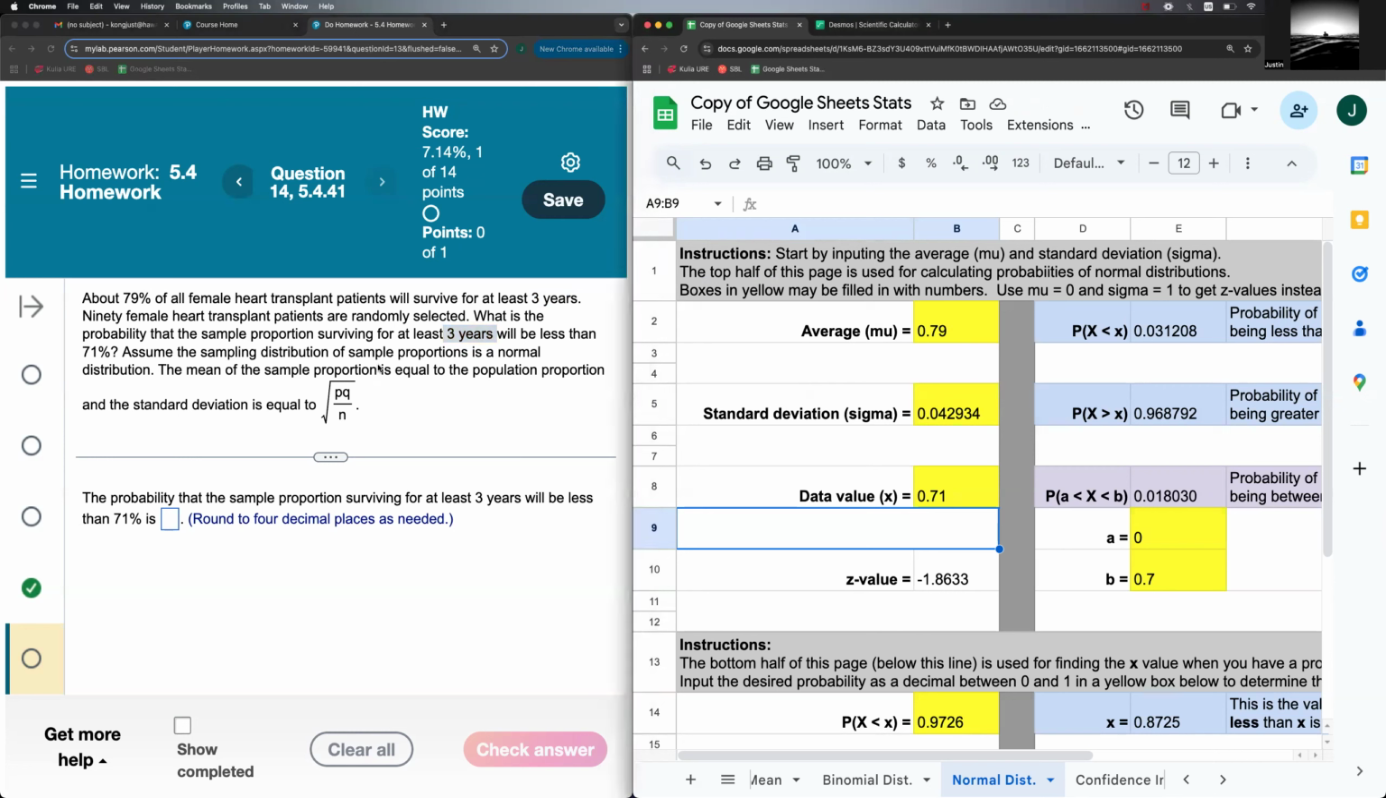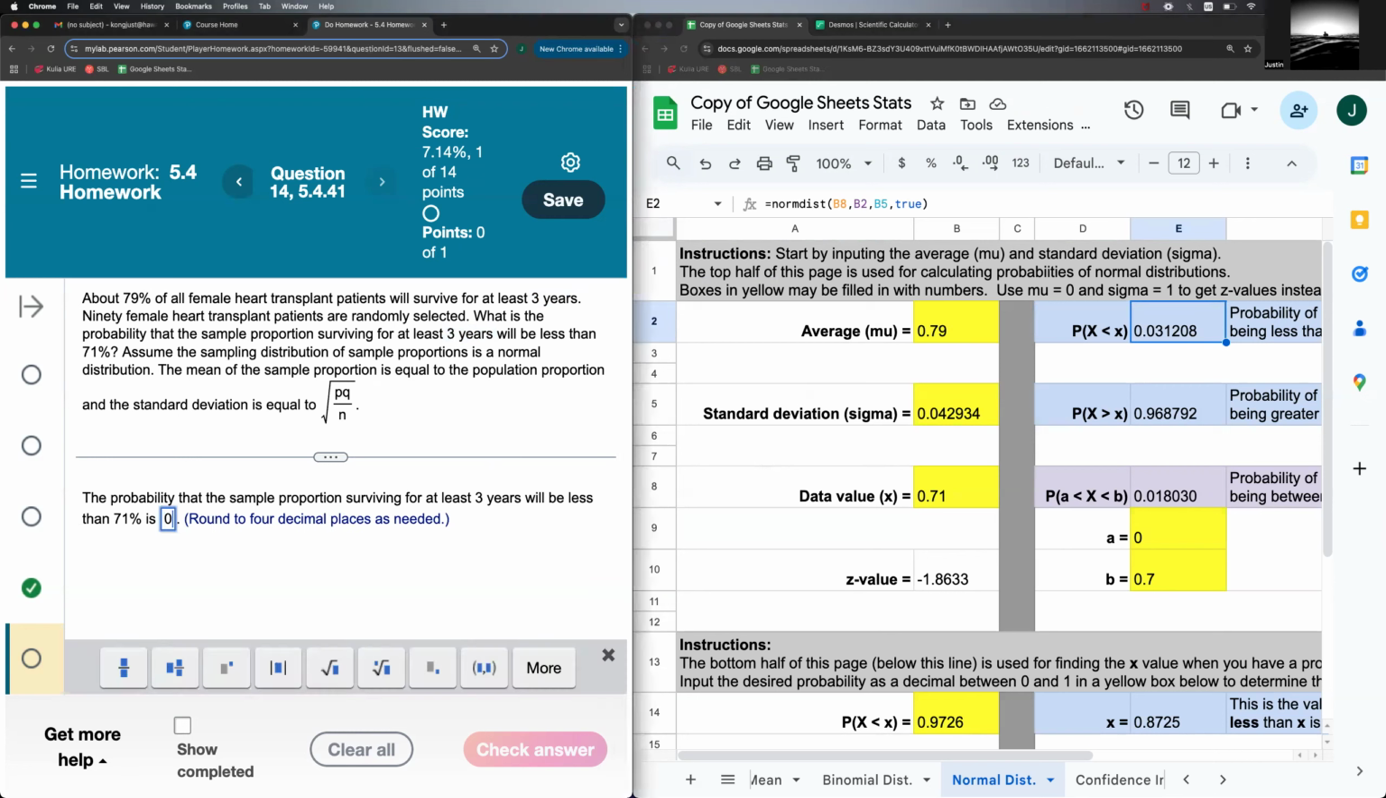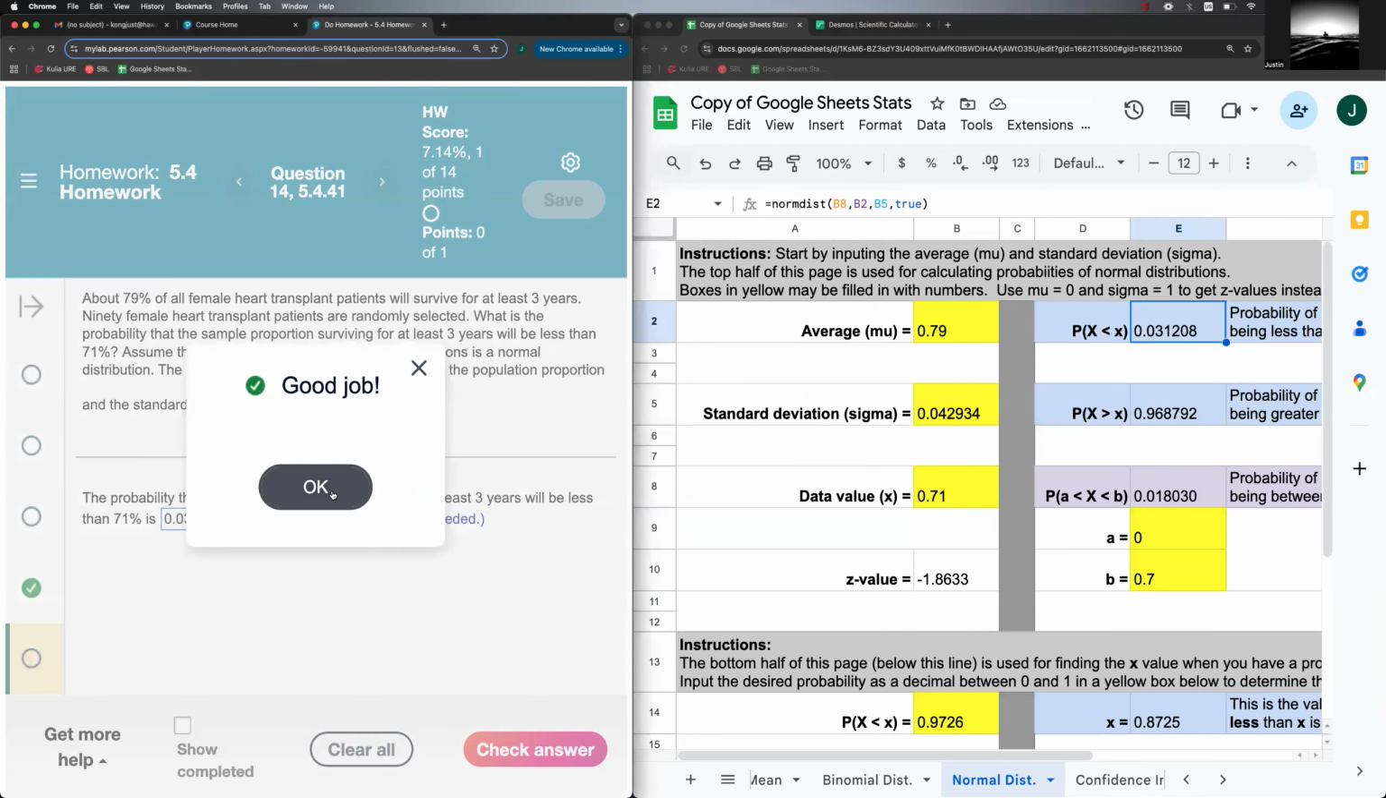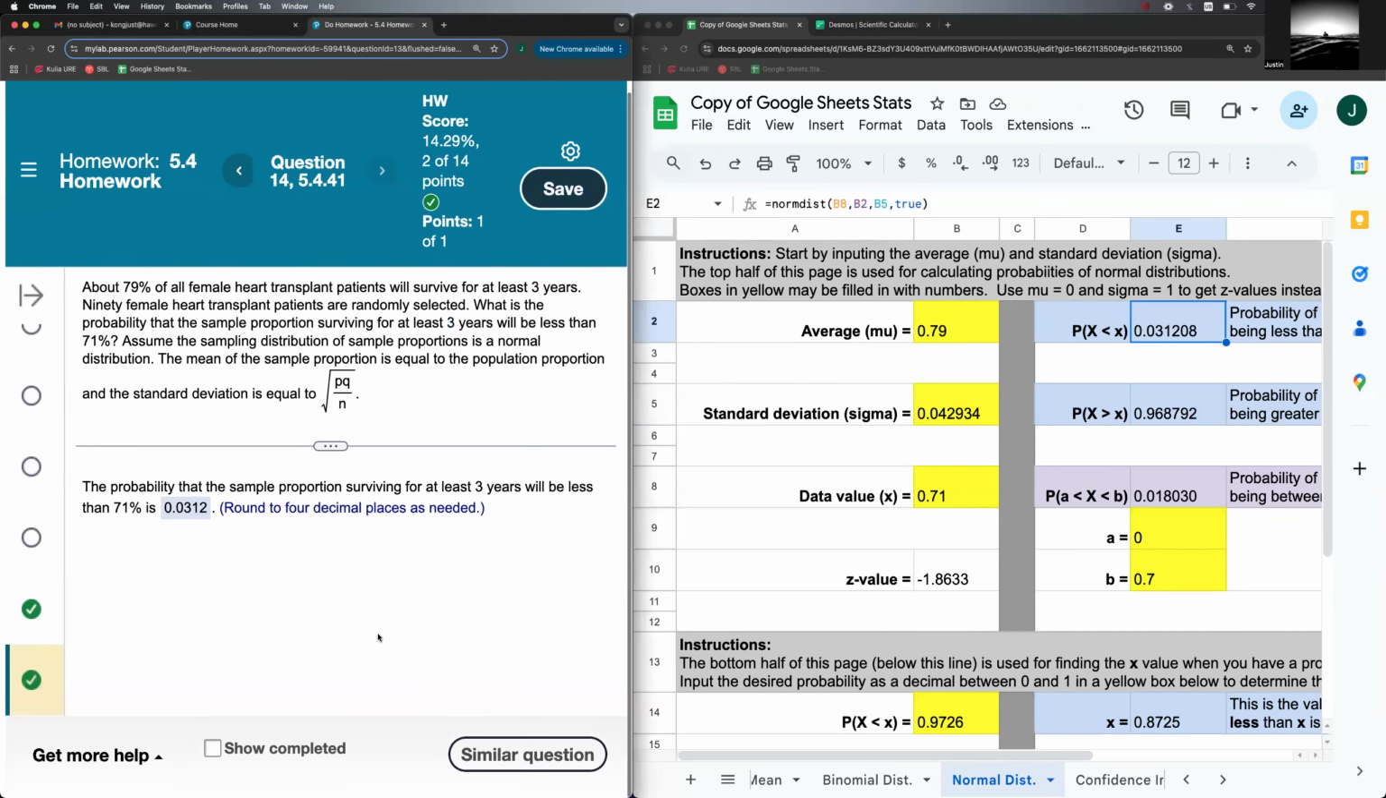Okay, so what are we looking for? We're looking for the probability that it will be less than 71%. So we're looking for less than the value, and that's 0.0312. Okay, is that it? Okay, that's it. All right. So yeah.